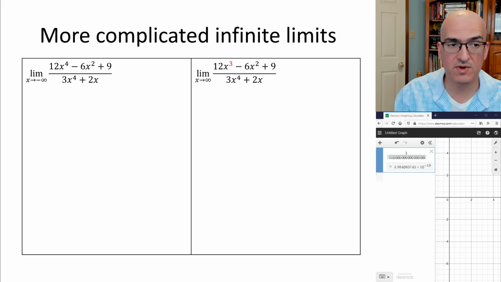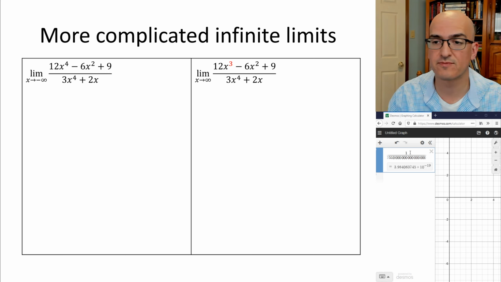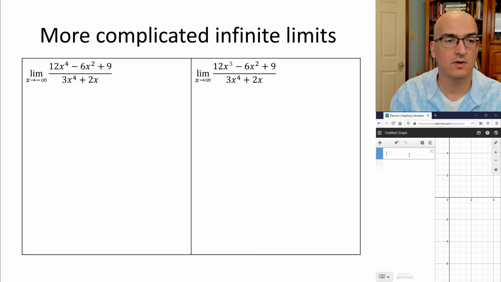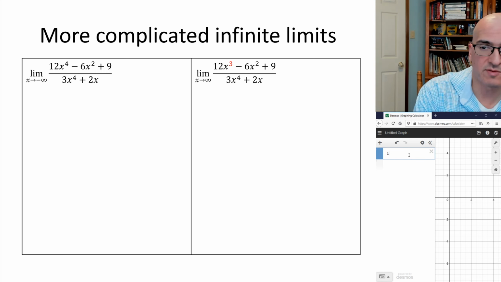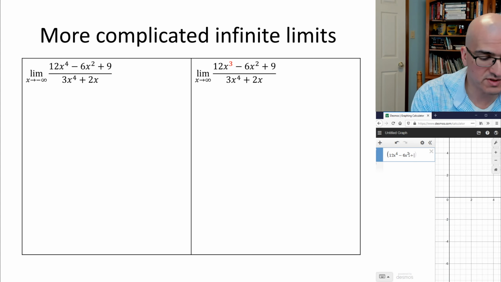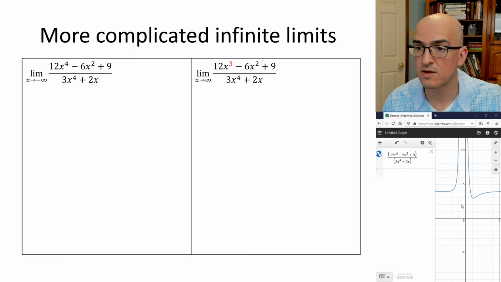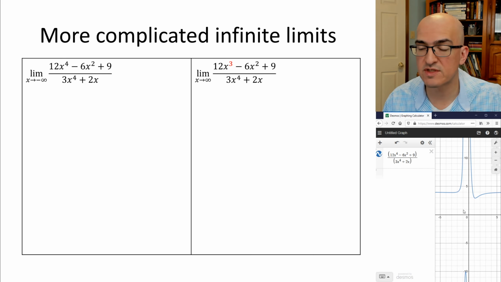I'm going to cheat for this one. I'm going to do it the proper way, but before I do it the proper way, I want to show you what the answer is. So 12x to the power, I got the brackets, I think. 12x to the power 4 minus 6x to the power of 2 plus 9. And then divide by 3x power 4 plus 2x. So what we're looking at is what happens to this function.